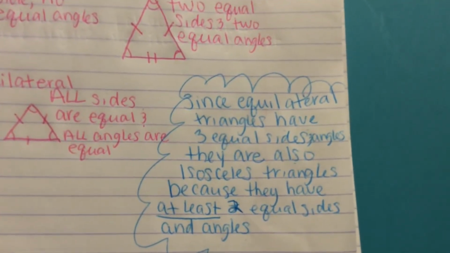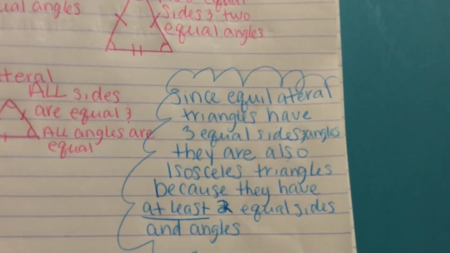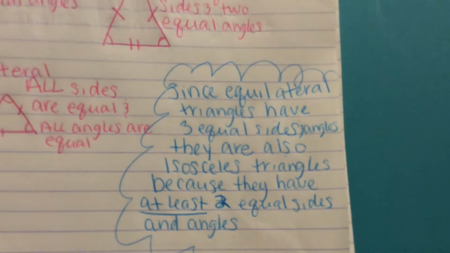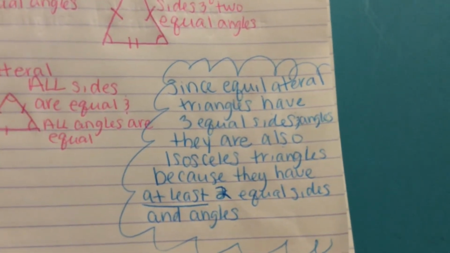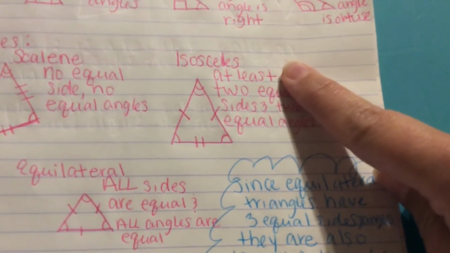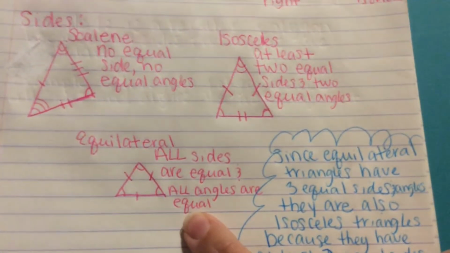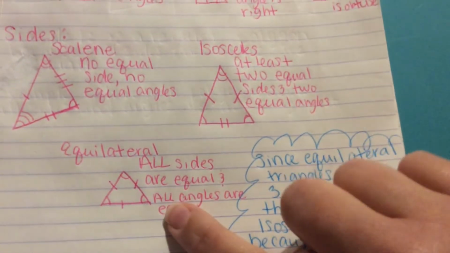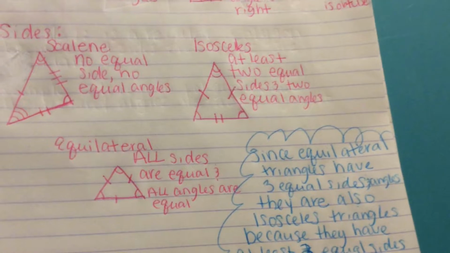Since equilateral triangles have 3 equal sides and 3 equal angles, they are also an isosceles triangle because they have at least 2 equal sides and angles. Remember, isosceles has to have at least, meaning it can have more. An equilateral triangle has 3 equal sides. That's at least 2. So an equilateral triangle is also an isosceles triangle.